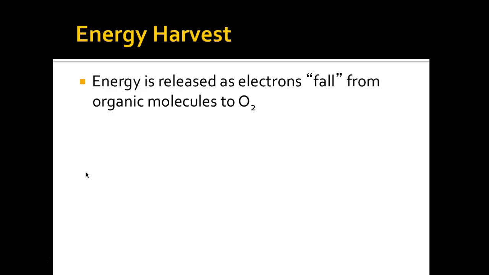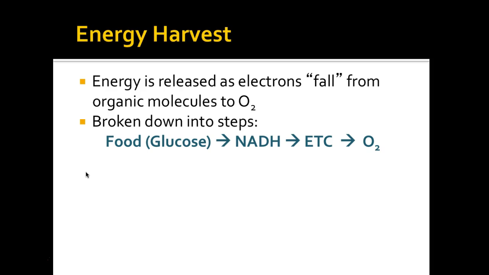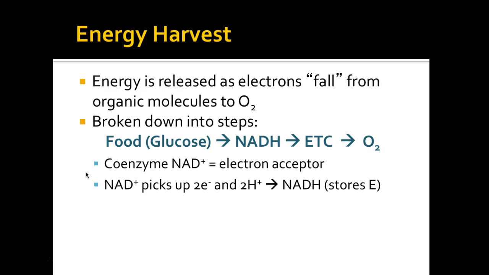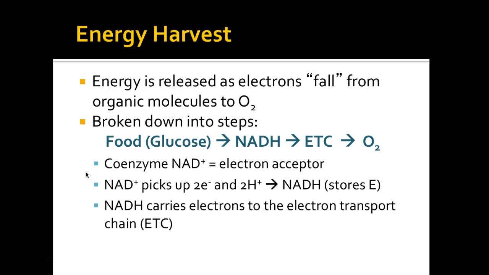Energy harvest. Energy is released as electrons fall from organic molecules to oxygen. Glucose from food is going to form NADH, which goes to the electron transport chain, and we're going to have oxygen. And ultimately, the role of oxygen there is going to be very important. And that's why we call it aerobic respiration. We have coenzyme NAD+, and that's going to serve as an electron acceptor. NAD plus picks up 2 electrons and also picks up 2 hydrogens, and you form NADH. NADH is going to carry electrons to the electron transport chain.